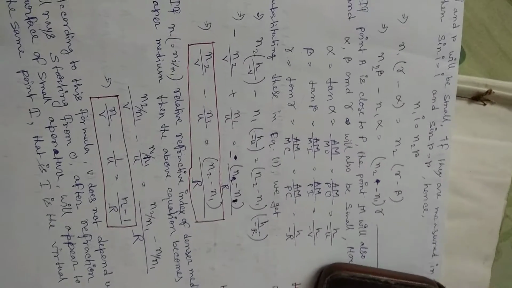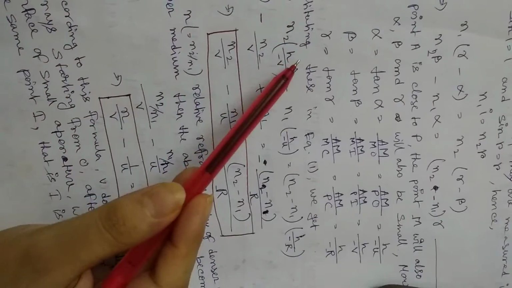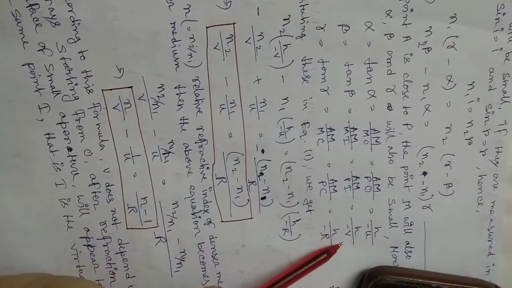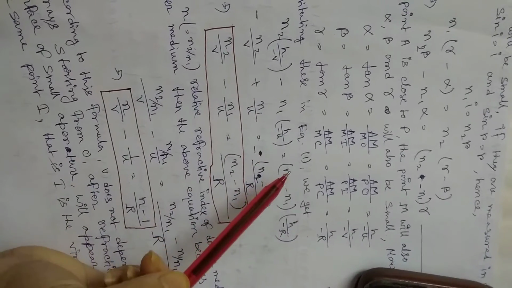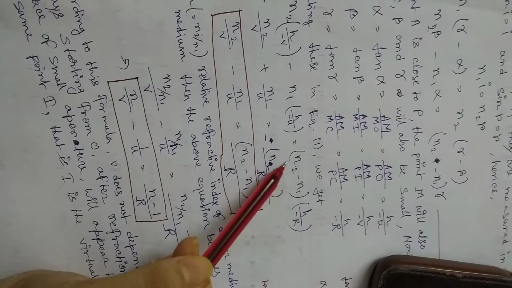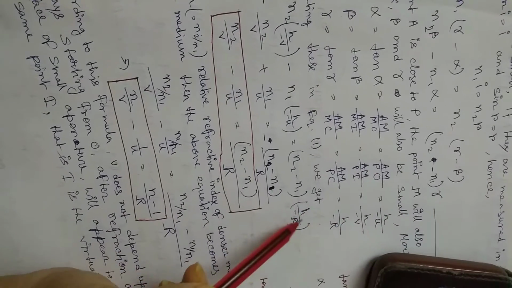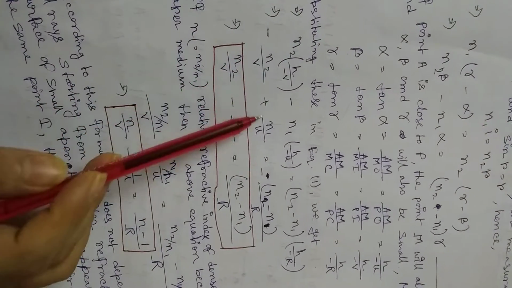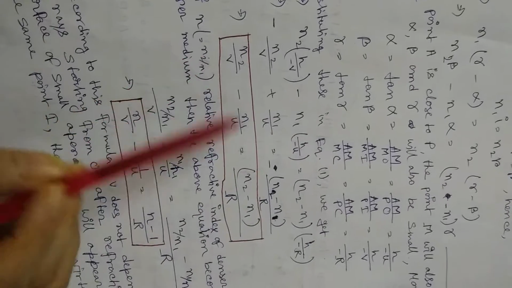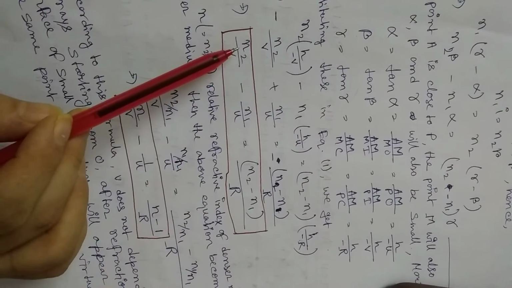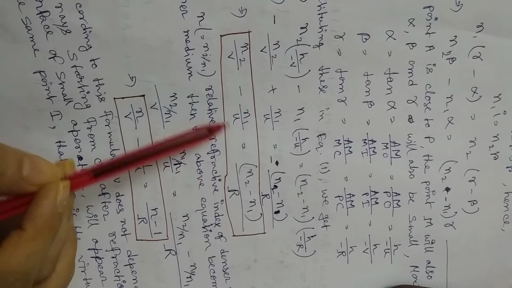Substituting all these values in equation 1, we will get n2 into beta. We can write n2 into h by minus v, because beta equals h by minus v, minus n1 into alpha, alpha equals what? h by minus u. And on this side, n2 minus n1 into gamma, gamma equals h by minus r. So after solving this, we will get minus n2 by v plus n1 by u equals minus n2 minus n1 by r. If we take this negative sign along this side, then we will get n2 by v minus n1 by u equals n2 minus n1 by r.